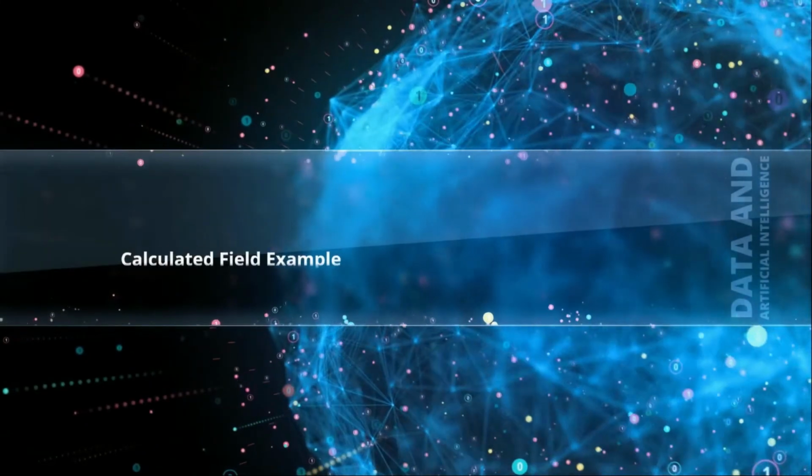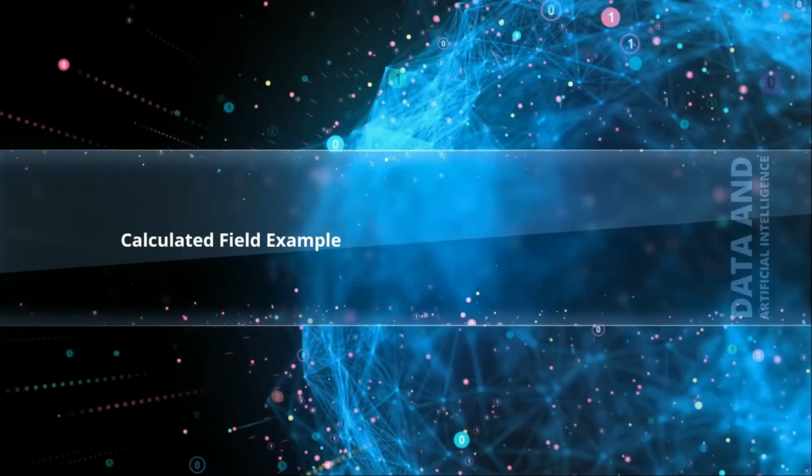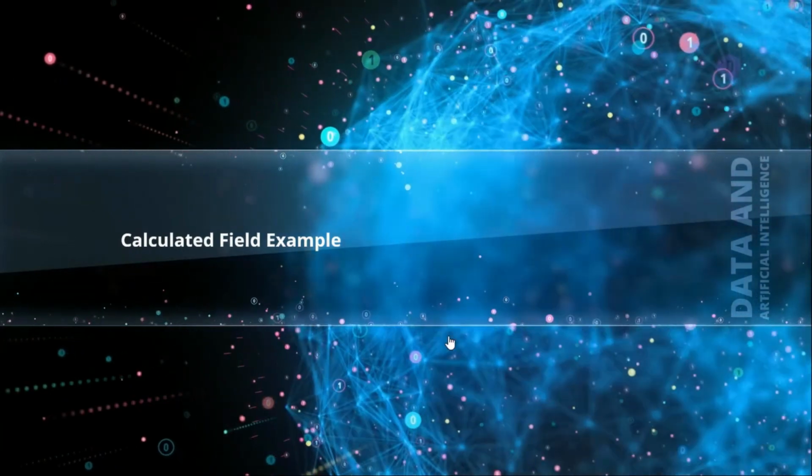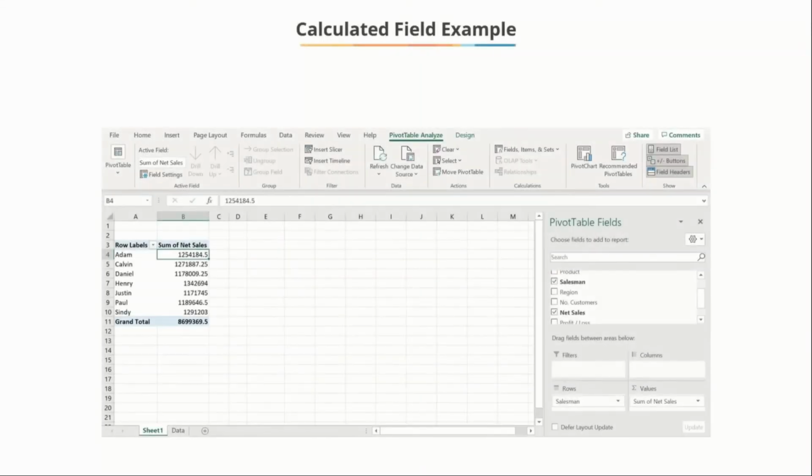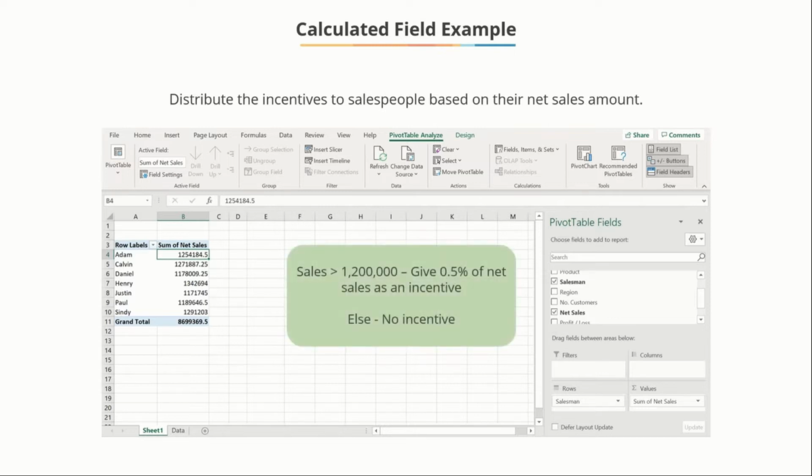Let us now look at an example of calculated field. Consider the given pivot table. Here, we need to distribute the incentives to salespeople based on their net sales amount. If sales are more than 1,200,000, we should give 0.5% of net sales as an incentive, else no incentive shall be given. To perform this task, an extra field needs to be added to the current pivot table.